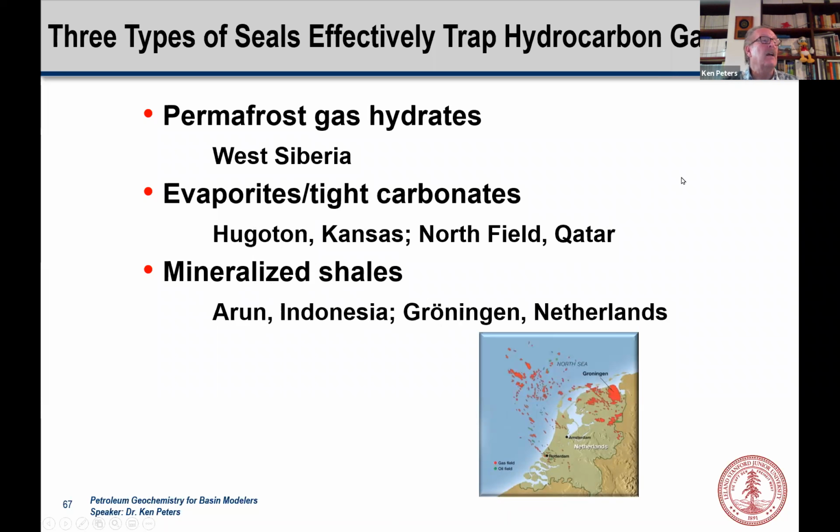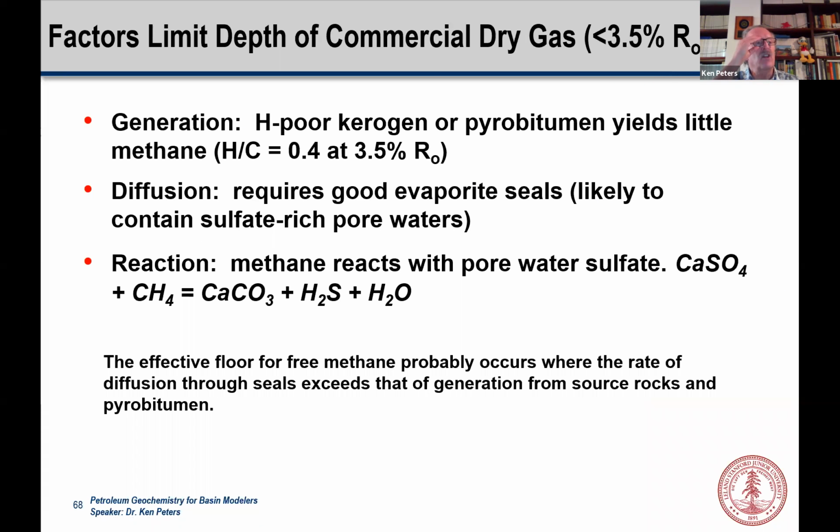They're excellent at trapping gases, and then the factors that limit the commercial dry gas with depth include that excellent seal. So once you get down to very high levels of maturity, you run out of hydrogen. The kerogen or the pyrobitumen yields little methane once you get to H/C ratios about 0.4, or reflectance values over 3%. And diffusion then is going to really affect that methane that you may have generated, and you aren't going to be able to trap it unless you've got an excellent or very good evaporite seal. So that's a great seal.